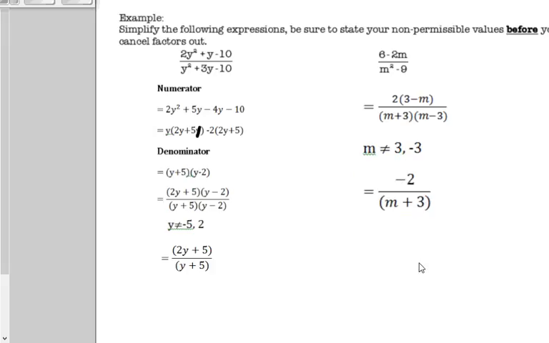From there, we can then simplify. Notice that we have 3 minus m, but in the denominator we have m minus 3. Those are those opposite factors that we talked about earlier. So we can simply cross those out, and we end up with a negative 1, which when we multiply by 2 equals negative 2. This is our final answer.